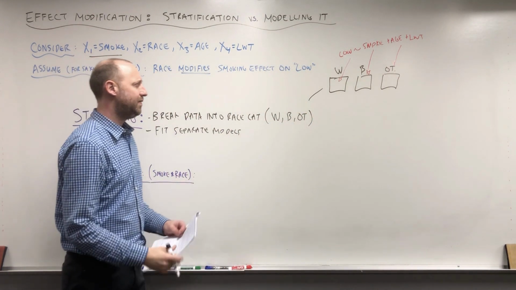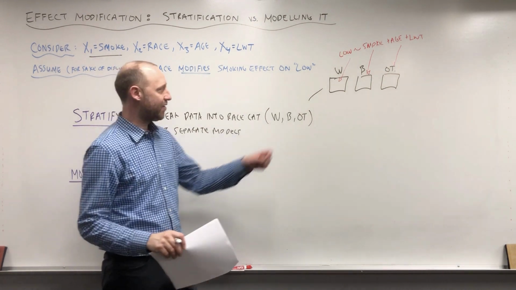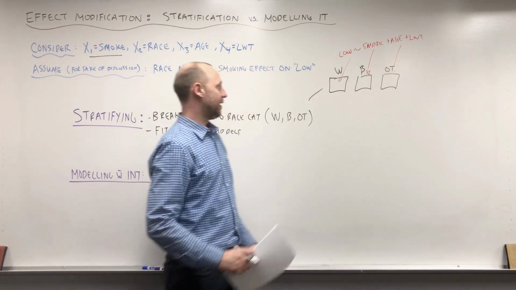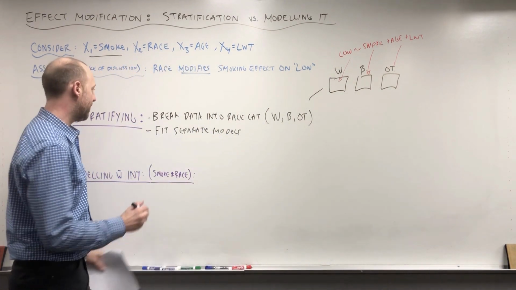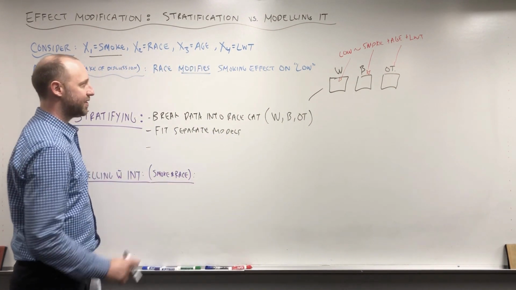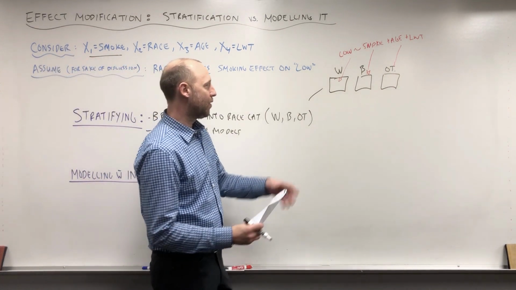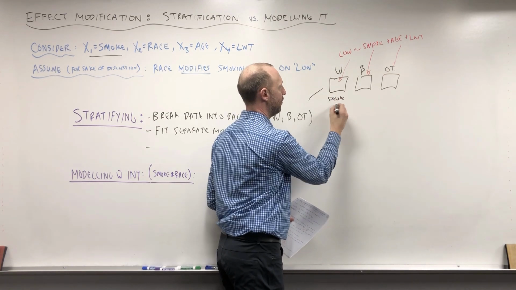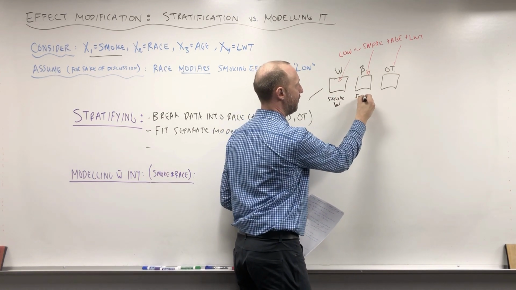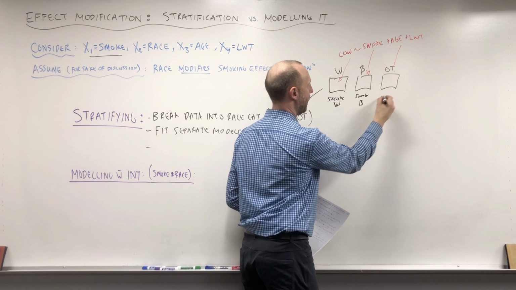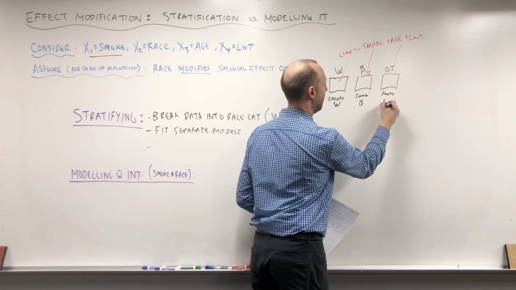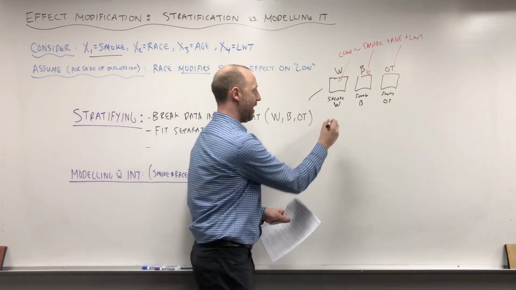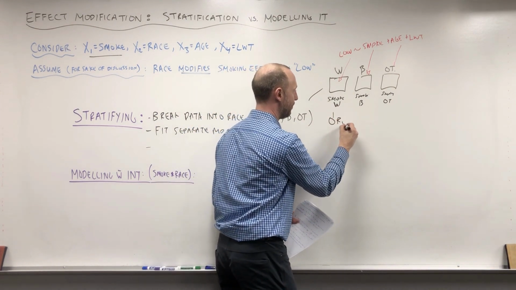So in some ways, it's a simpler way to think about it, right? We now just have three different chunks of data. We're going to fit a model in each of those. So stratifying is pretty straightforward. But what's one of the implicit assumptions, right? By doing this, we're going to get a smoking effect for white, a smoking effect for black, and a smoking effect for other. Okay? So what effect does smoking have in each of these strata? And we'll get a separate odds ratio for each.